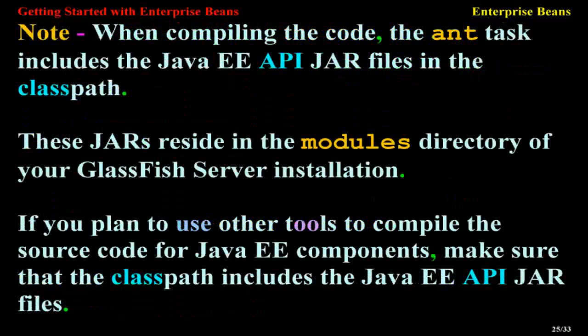Note: When compiling the code, the ant task includes the Java EE API JAR files in the classpath. These JARs reside in the modules directory of your GlassFish Server installation. If you plan to use other tools to compile the source code for Java EE components, make sure that the classpath includes the Java EE API JAR files.